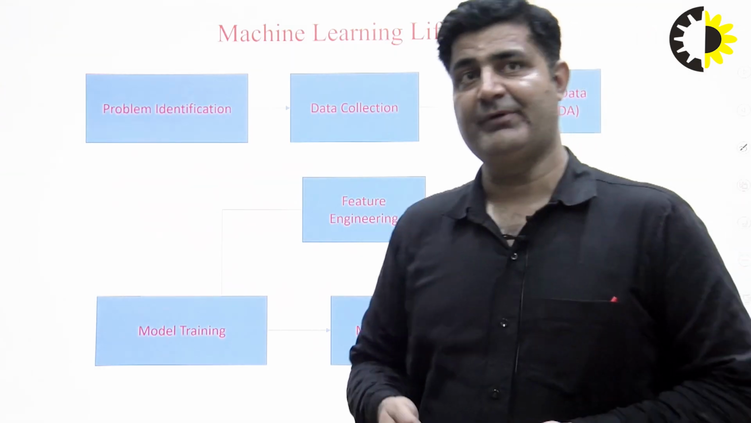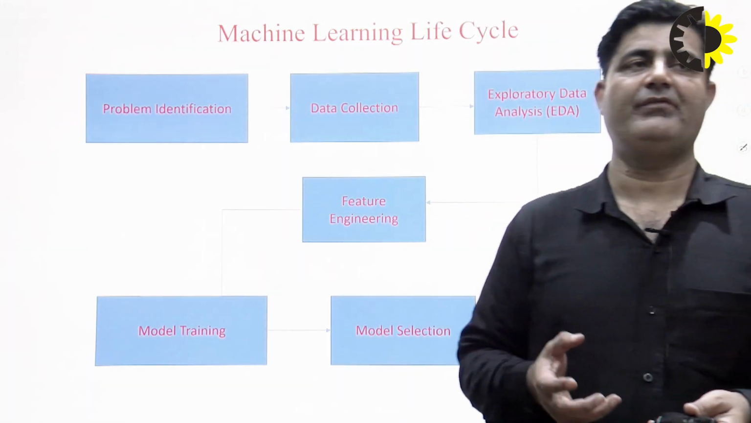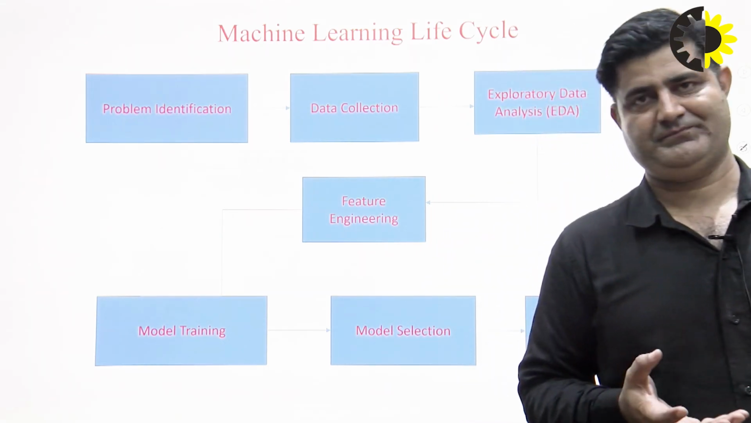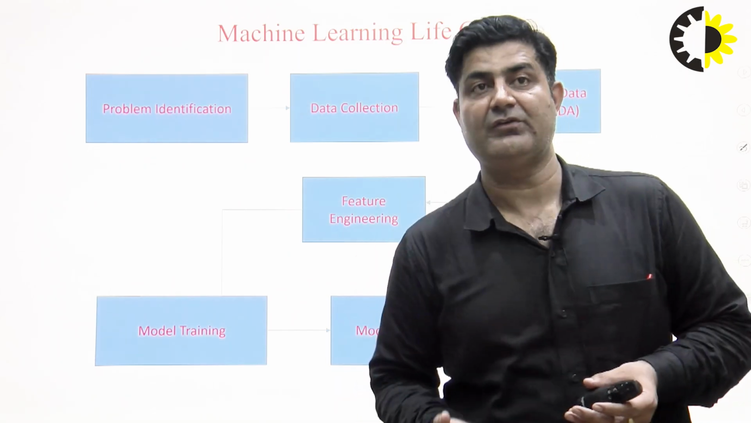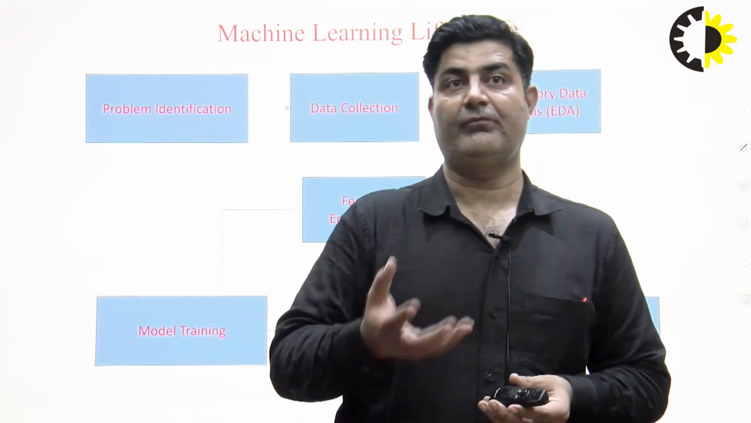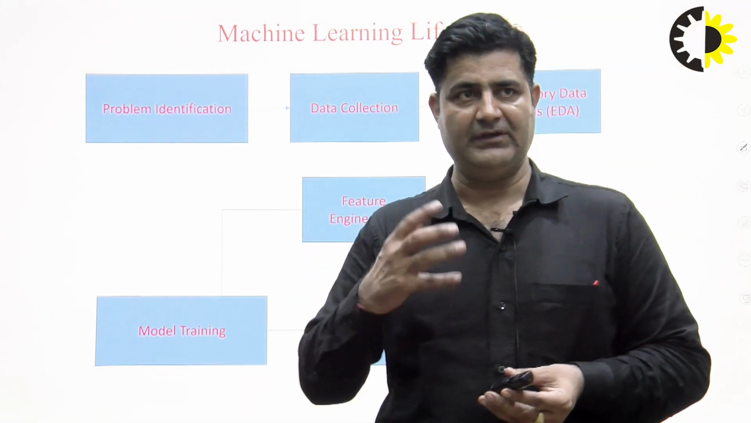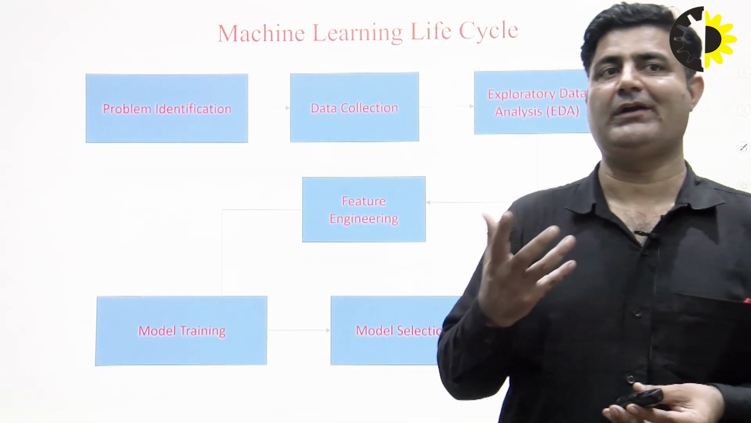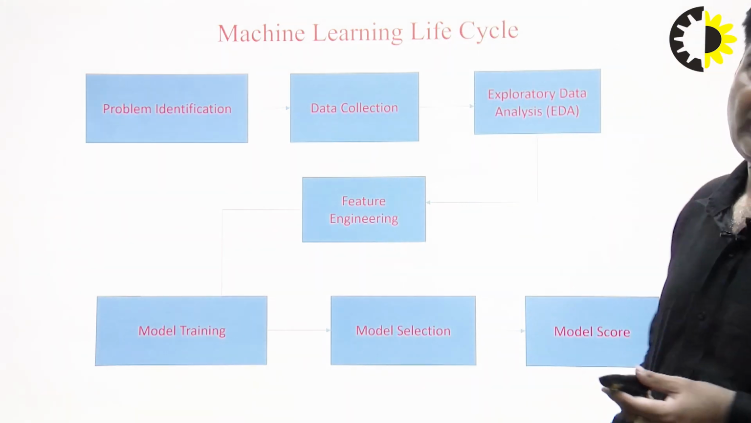As we mentioned in the first video, this is the machine learning life cycle. Before designing any model, first we need to identify the problem. After that, we need the data collection part: what useful data is needed for the specified problem? Then we have EDA, then feature engineering, then model training, then model selection. At the last, we have the accuracy of the model.